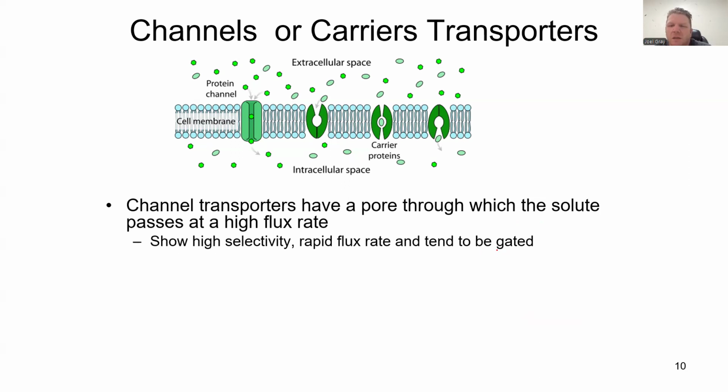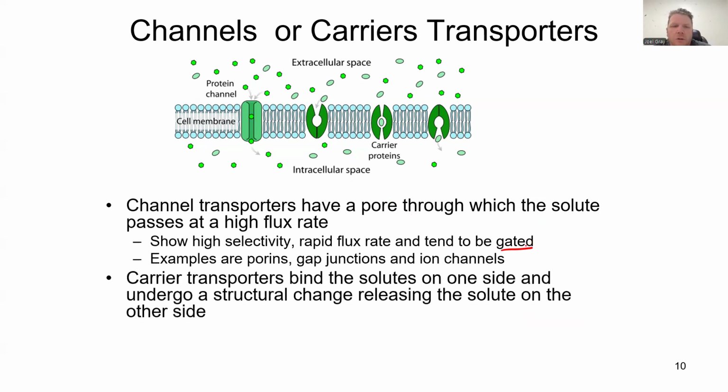So when you see that word gated, I always think about a gate like I would think at a ranch, something that closes, something that basically is going to keep some things out. So now, some examples for these are porins, gap junctions, and ion channels. Carrier transporters bind the solutes on one side and undergo a structural change, releasing the solute on the other side. So we see that with one.